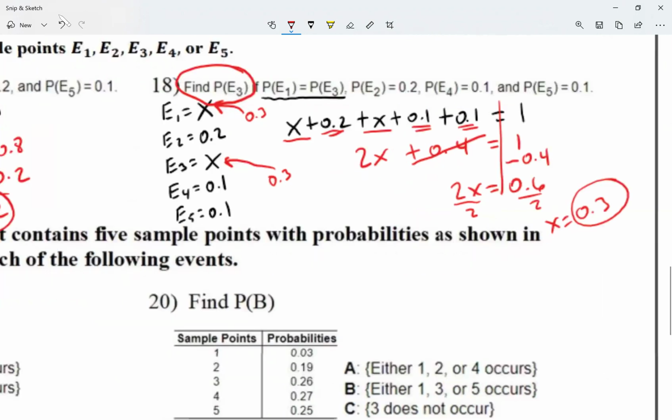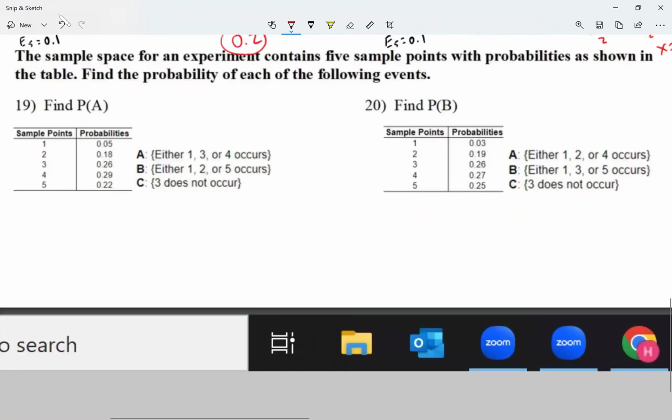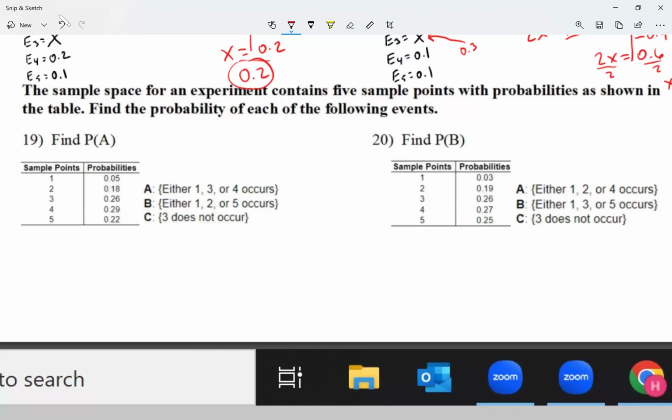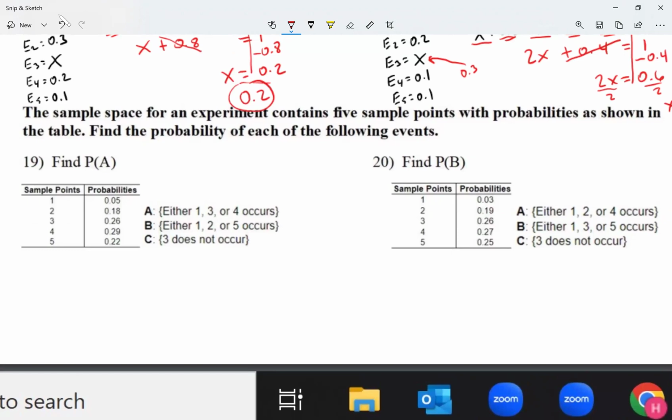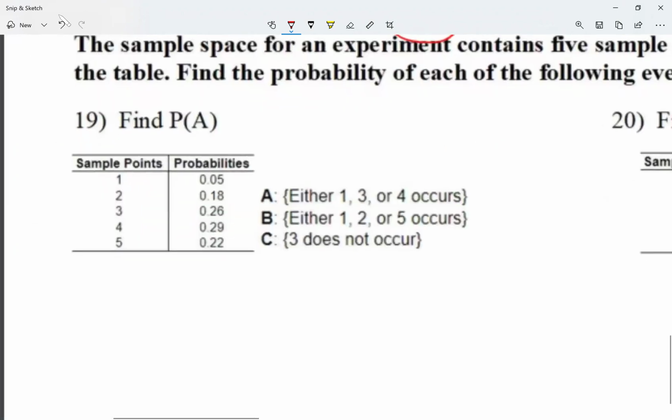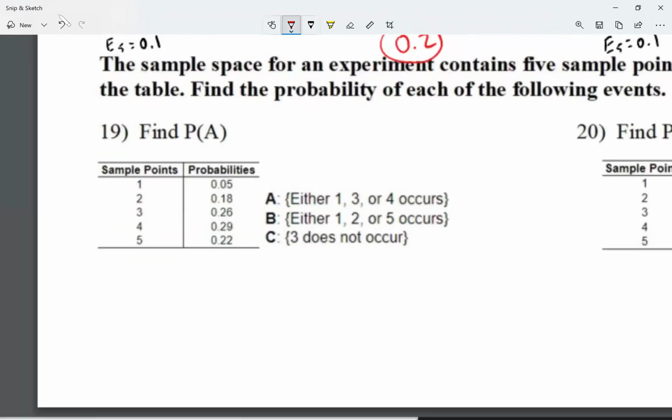Let's take a look at 19 and 20. The sample space for an experiment contains 5 sample points with probabilities as shown in the table. Find the probability of each of the following events. So let's take a look at number 19. I'm asking, what's the probability that I get A? So I get 5 possible points: 1, 2, 3, 4, 5, right? I'm looking at my sample points.